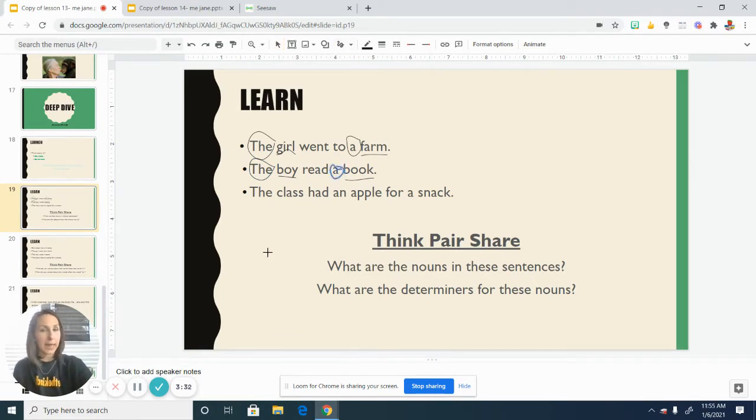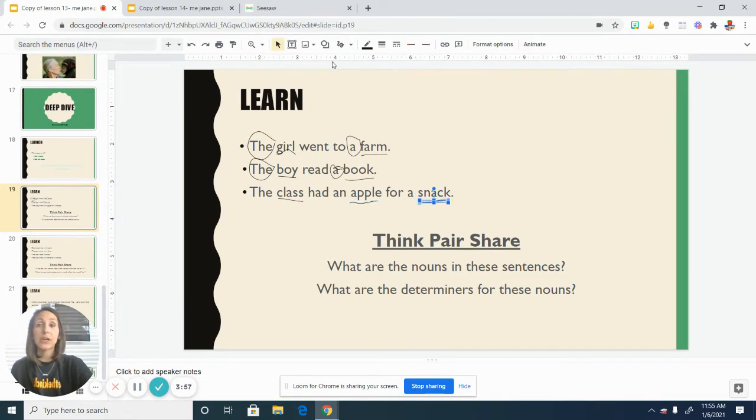All right, so let's read the last sentence. The class had an apple for a snack. The class had an apple for a snack. Now I see three nouns in this sentence. Do you? Yeah, very good. Class is a noun. Apple is a noun. And snack is a noun.